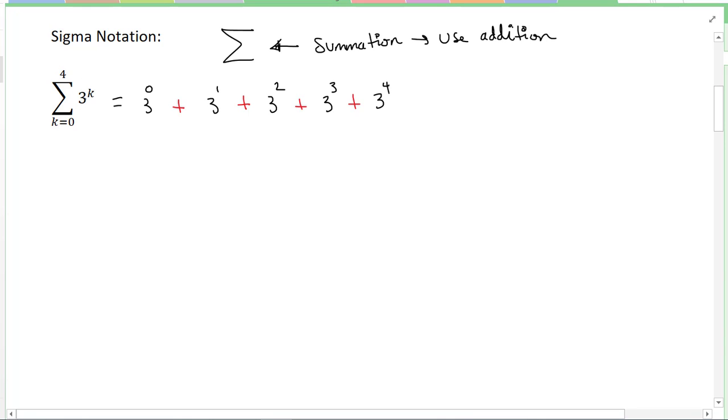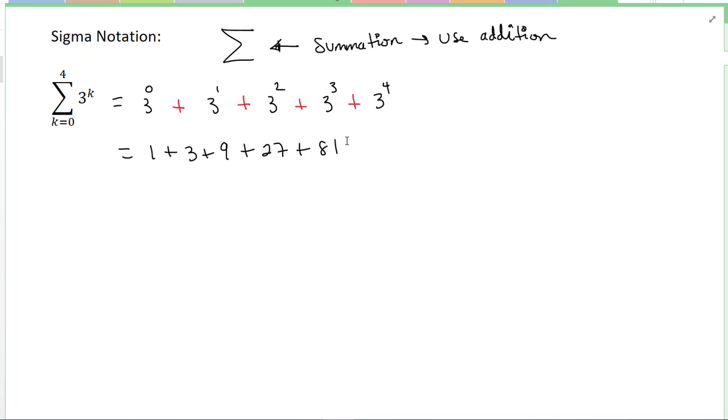So the 3 to the k is still a sequence, but now we're going to add up the terms. So 3 to the 0 is 1, plus 3 squared is 9, plus 3 cubed is 27, plus 3 to the 4th, that's 81. And so we can add that up, and when you add them, what do we get? When we do it on the calculator, we get 121. And so that will be the summation. So if it had said from k equals 0 to 5, then you go one more term.